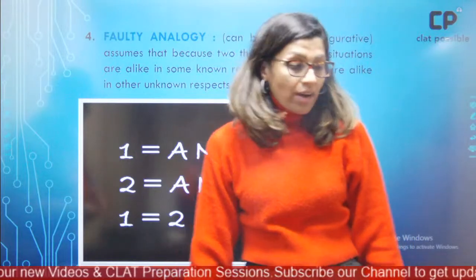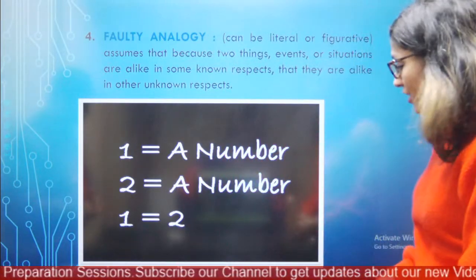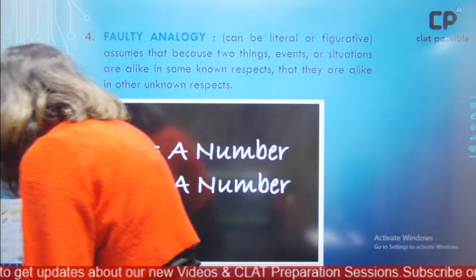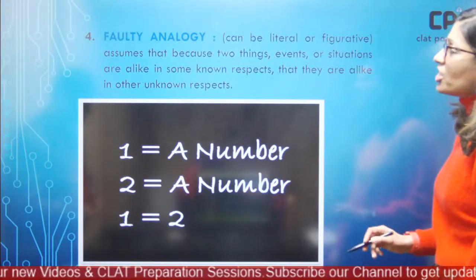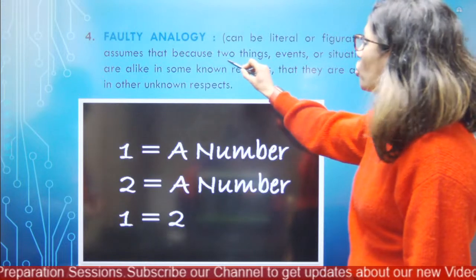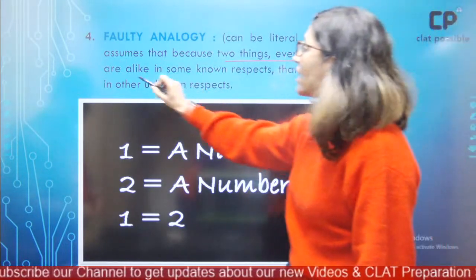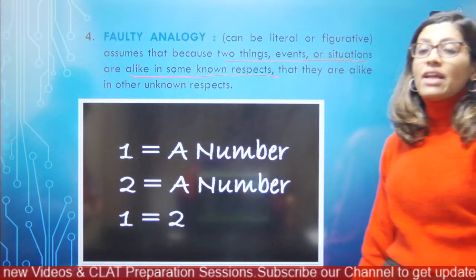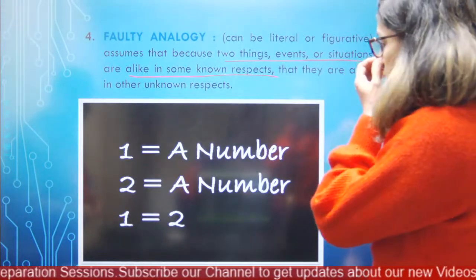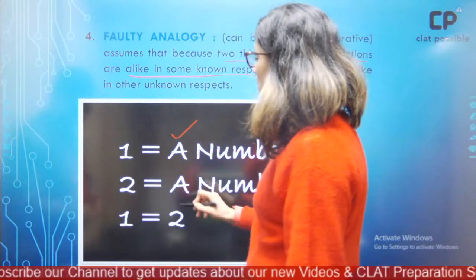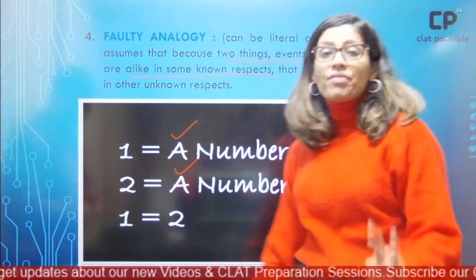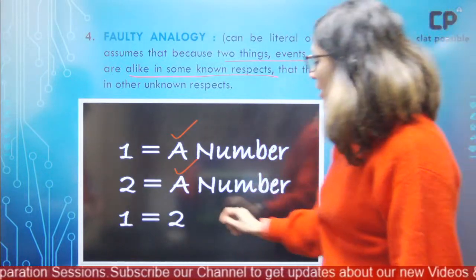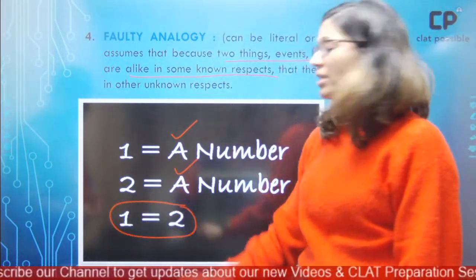All right, so let's take up faulty analogy. This is a very, very interesting fallacy, children. Faulty analogy says that just because two things or two events are alike in some known respects, they must also be alike in other respects. So if 1 is a number and 2 is a number, both of them are alike in the respect that they are numbers. Faulty analogy will assume that 1 and 2 are the same.